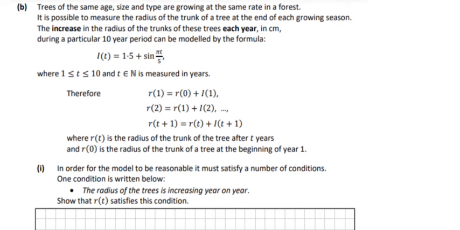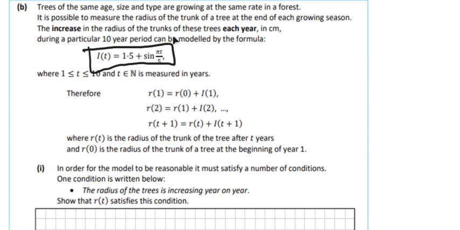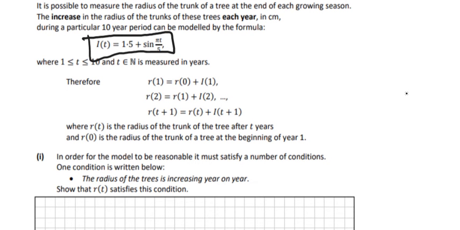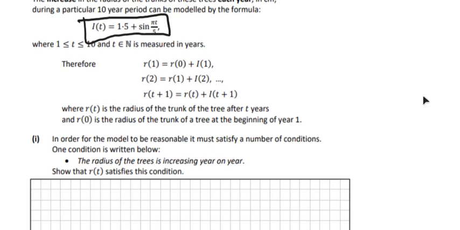Right, so I won't read it all out, it's fairly long, but we're given this formula here. That's the increase of the tree, so the increase in the radius of the trunk. And then we're given this here, so that the radius after 1 year has to be equal to the radius of 0 years plus the increase, and then the radius of year 2 has to be the radius of year 1 plus the increase of year 2. So that's generally what it means. It looks fairly long and complicated.